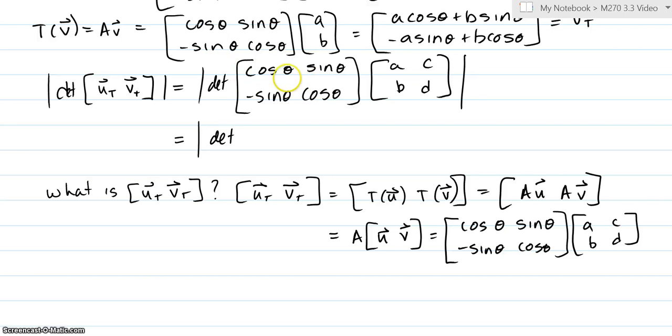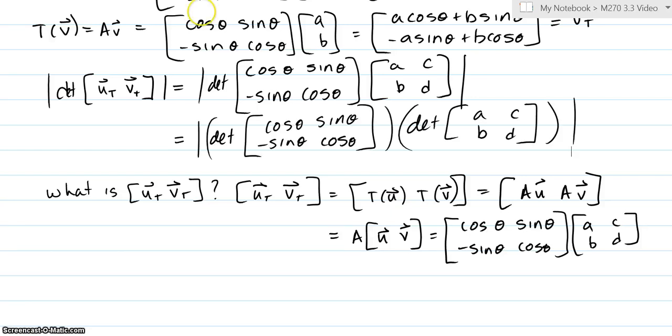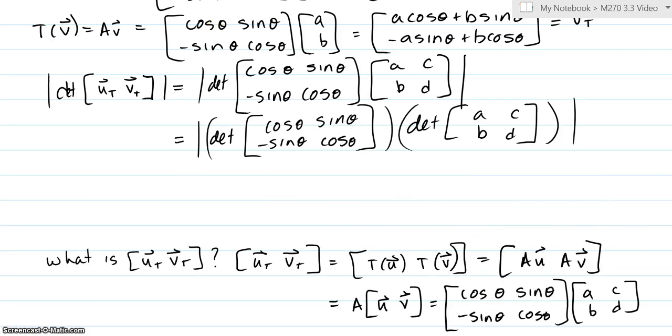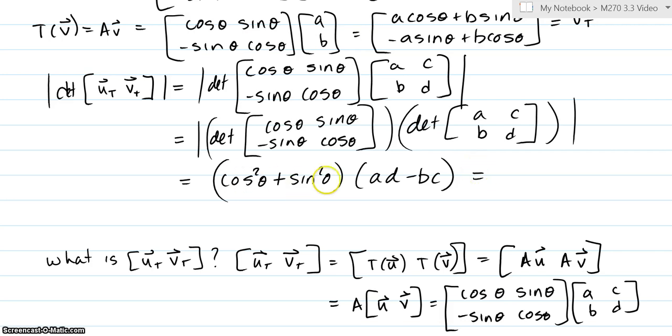So that is equal to the determinant of A times the determinant of B, since this is a product of two things. We're almost done. I need more room. And here it is. Let's find the determinant. This 2 by 2 gives cosine squared theta minus a negative sine squared theta. And this is AD minus BC. We got it, because cosine squared plus sine squared is 1.